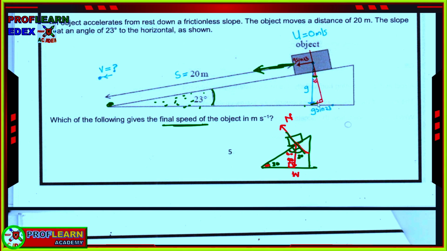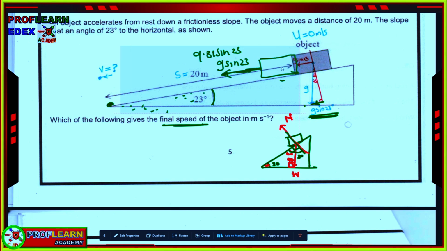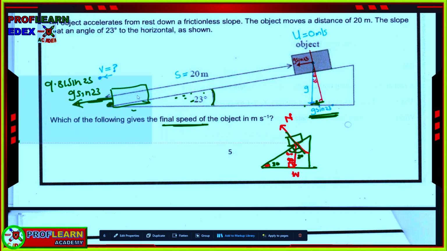And the component that is parallel to the inclined plane is this one. So if this is g and this is 23, this is the hypotenuse, and this is opposite to the angle, then this one is g sine 23. So this is also going to be g sine 23. So this box is going to be sliding down at 9.81 sine 23. That will be the acceleration due to gravity in the direction of the inclined plane. That is how this box will be sliding, at that particular acceleration.